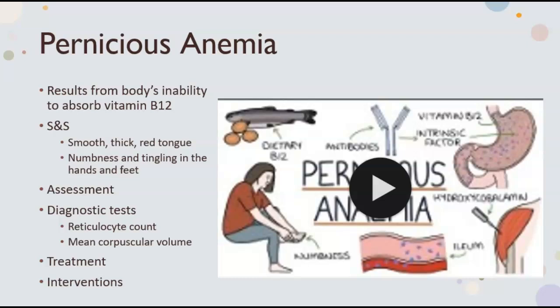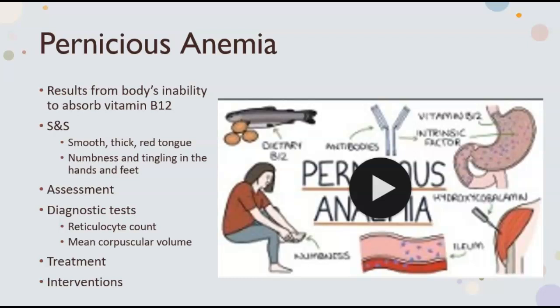Assessment, you might see palpitations, nausea, flatulence, constipation, diarrhea, and indigestion. Those are your GI complaints. The tongue will be tender and it might feel like it's burning. It's going to be smooth and red. It's going to be thick, so it might look swollen. Weakness and difficulty swallowing, tingling of the hand and feet. They might also have loss of the sense of body position. Mental disorientation, personality changes, behavior problems, and it can eventually lead to paralysis.